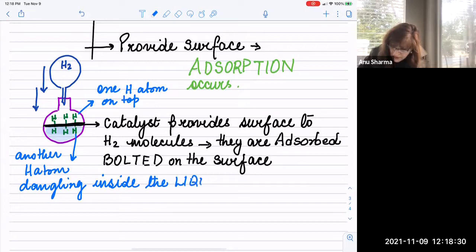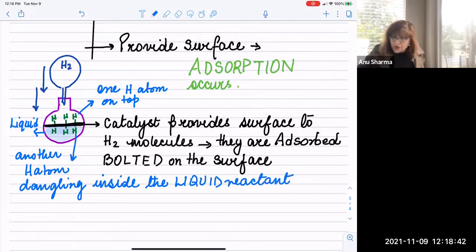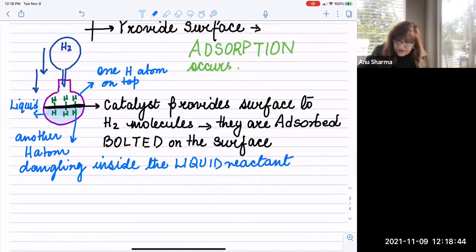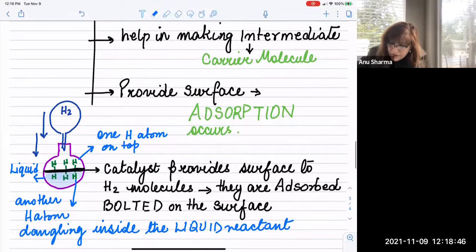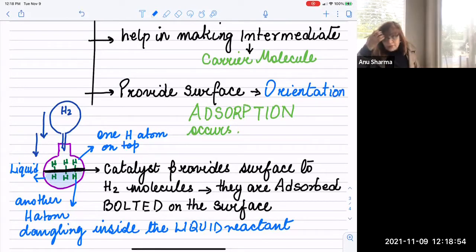Okay, so now the liquid molecules can look at it. So this is the liquid here. This is a liquid reactant. So that's how the hydrogens can talk to it. This is how you basically orient. They provide the surface for what? For orientation. So when they orient the hydrogens, then only hydrogen will talk to the liquid molecules, and then the new reactions are going to form.